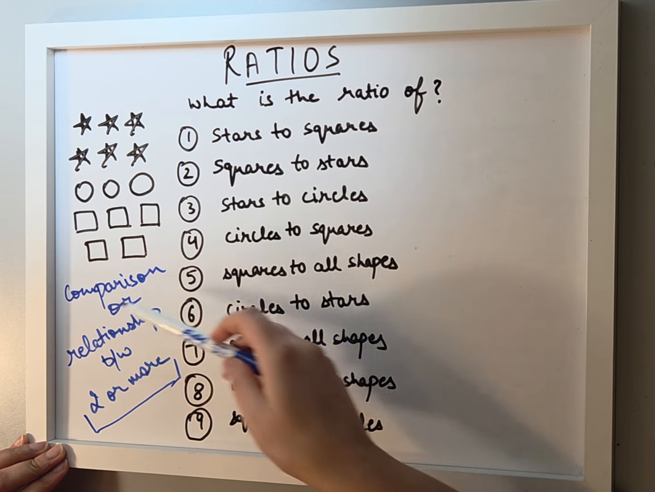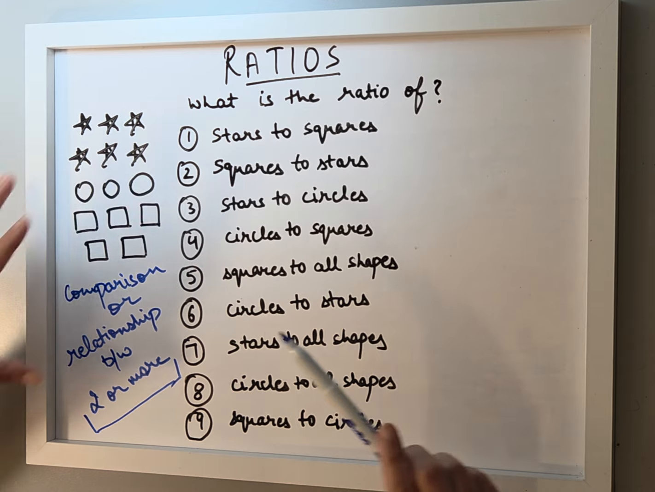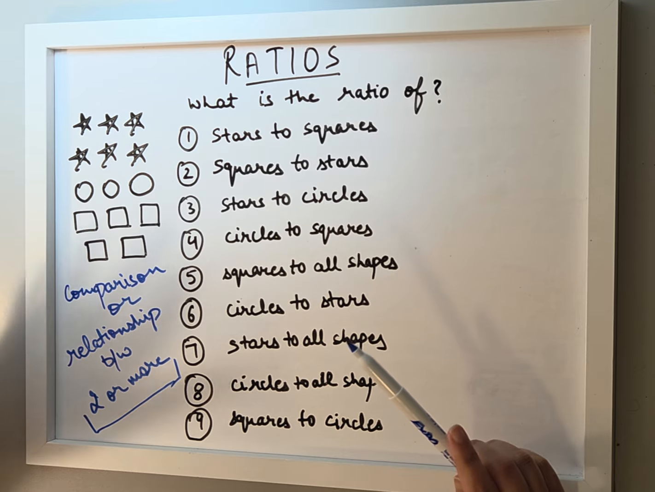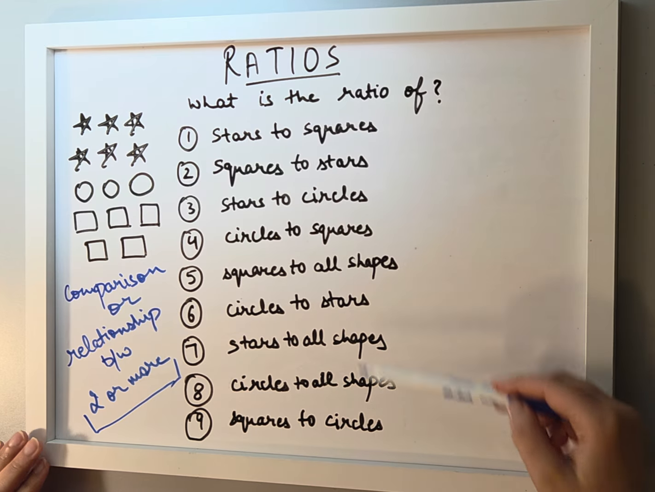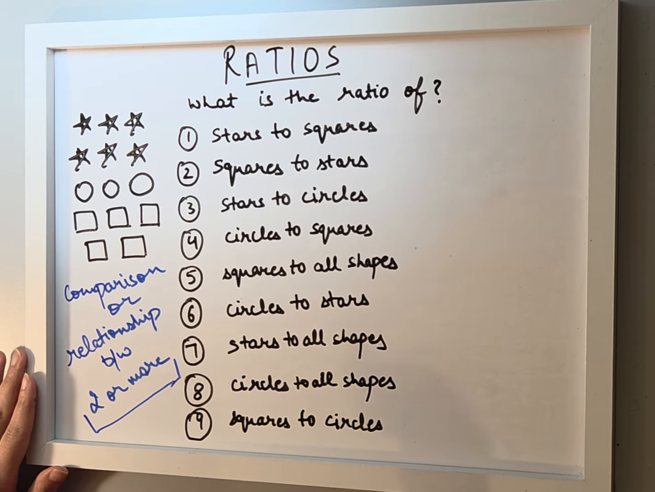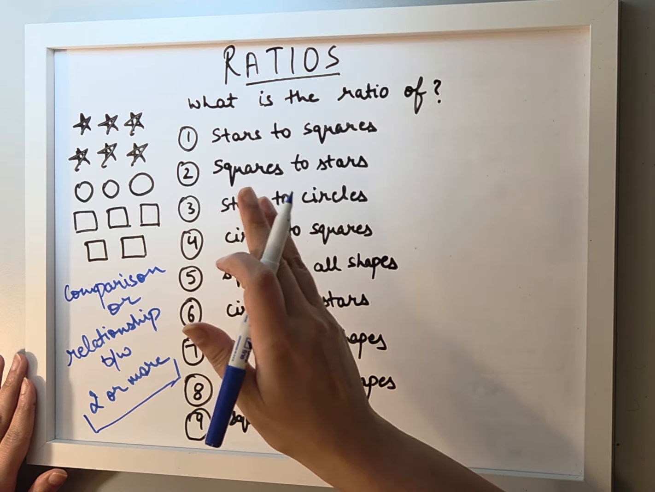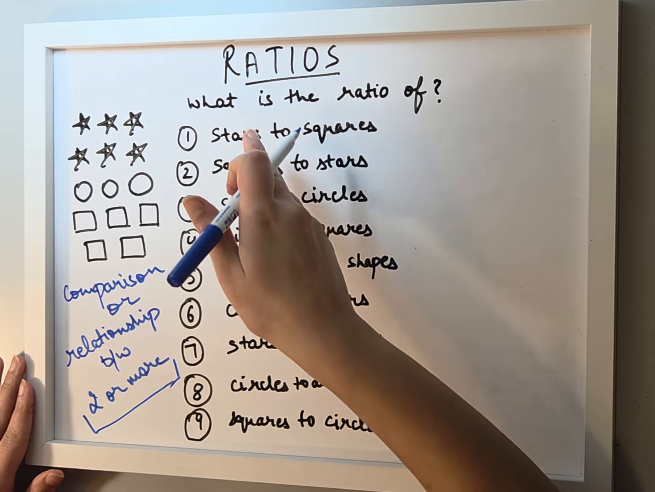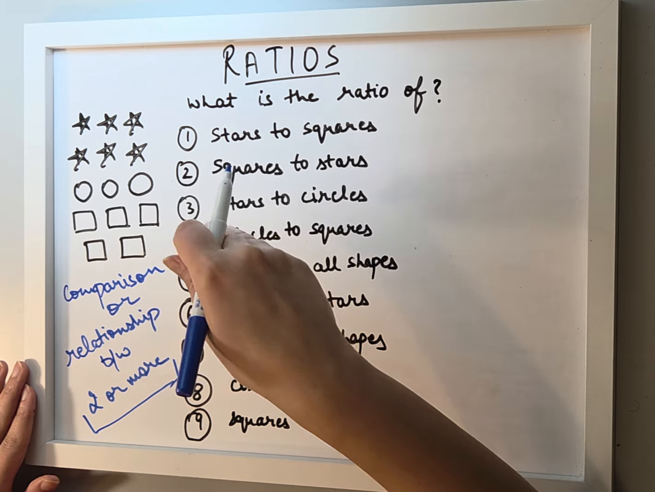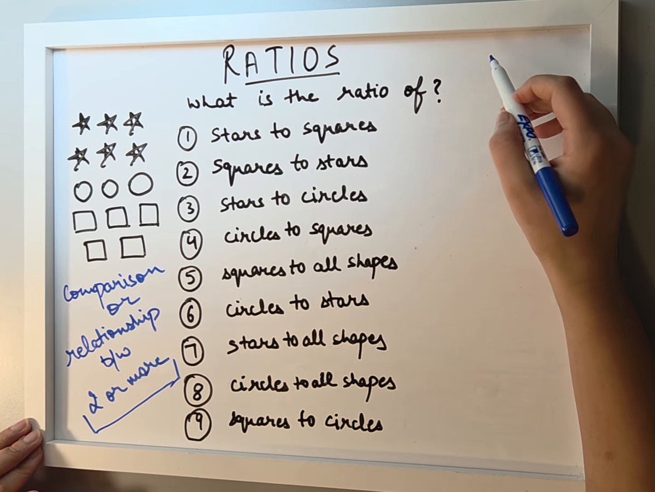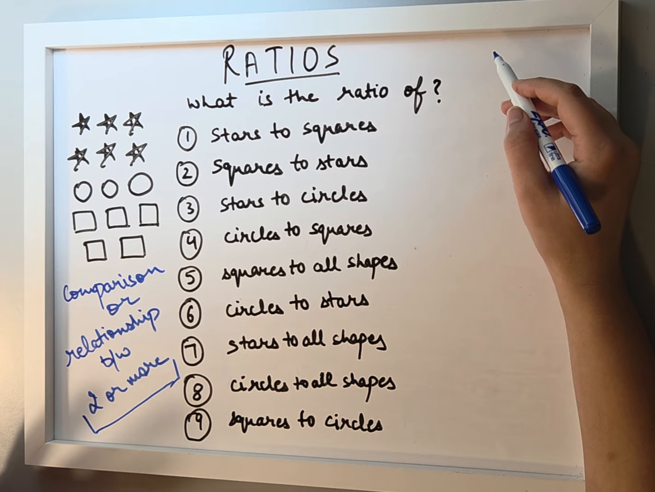So here we'll try to understand this with the help of an example. What you see on the left are different kinds of shapes. We have stars, circles, and squares. So we have to find the ratio of different things. There are two ways of presenting a ratio. When we are talking about ratios, we always say, like, apples to oranges or stars to squares. So what is the ratio? The ratio of stars to squares, or the ratio of stars to circles. We always use the word "to" when talking about ratio, and it can be presented in different forms.